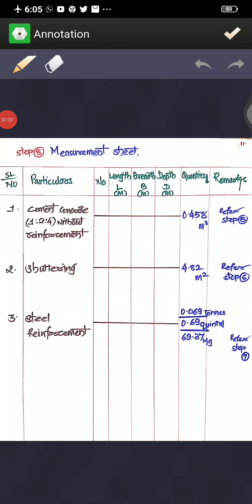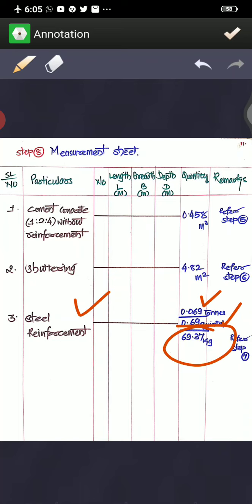Now the step number 8, that is measurement sheet. You will be having, see this, the particular numbers, length, width, depth, quantity, and remarks. So first is concreting, cement concrete 1:2:4 without reinforcement. Quantity we have determined in step number 5. You will be having the quantity of 0.458 meter cube. And shuttering, in step number 6 we determined this quantity, that is 4.82 meters square. And for steel reinforcement, in step number 7, in the bar bending scheduling, we have got this quantity, that is 0.069 tons, 0.69 quintal, that is nothing but the 69.37 kgs.